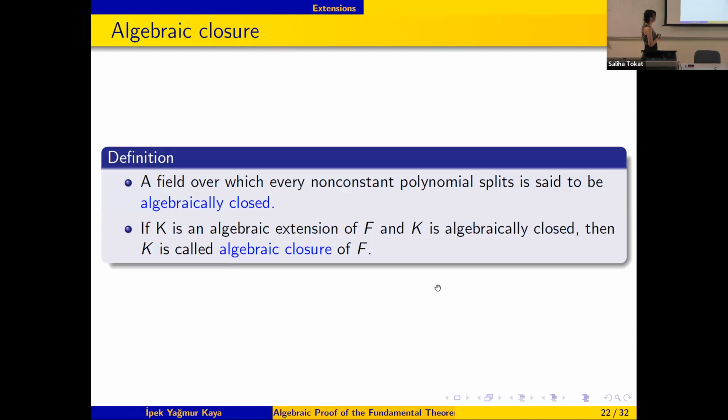The algebraic closure: a field over which every non-constant polynomial splits is said to be algebraically closed. If K is an algebraic extension of F and K is algebraically closed, then K is called an algebraic closure of F.